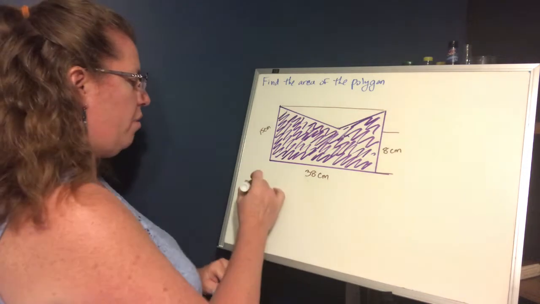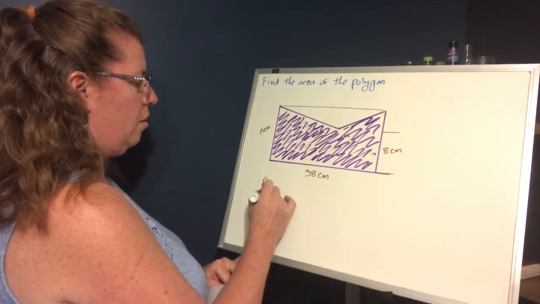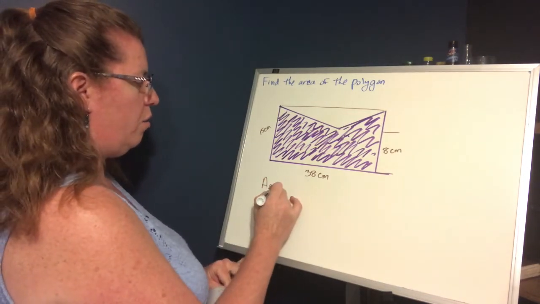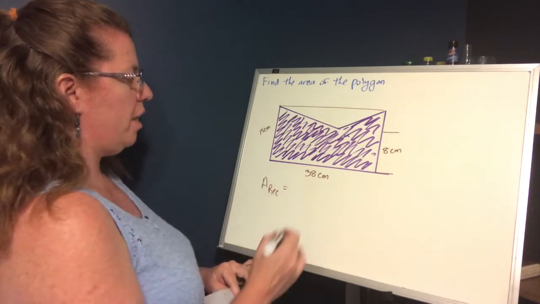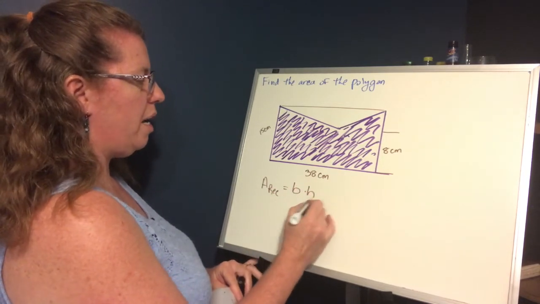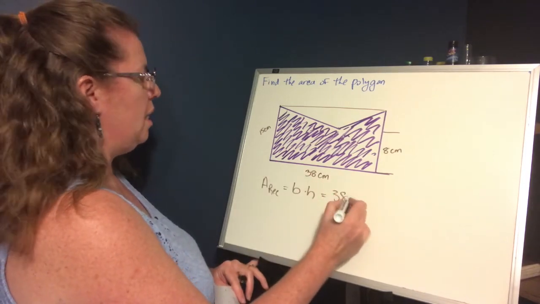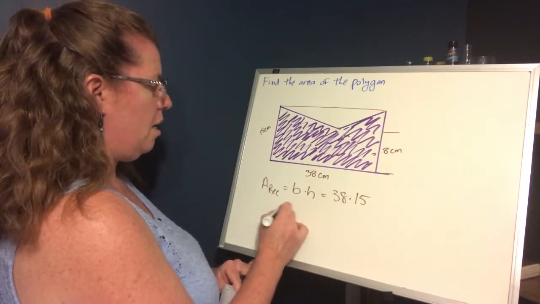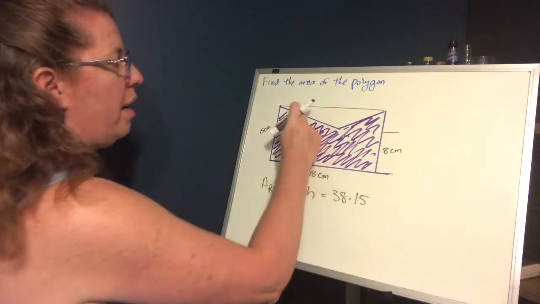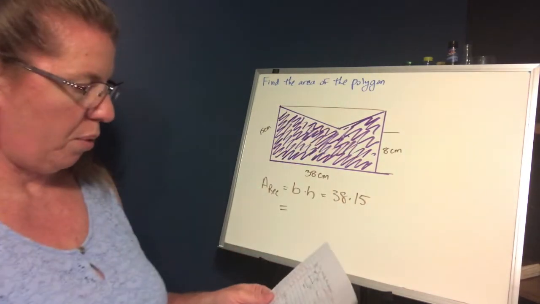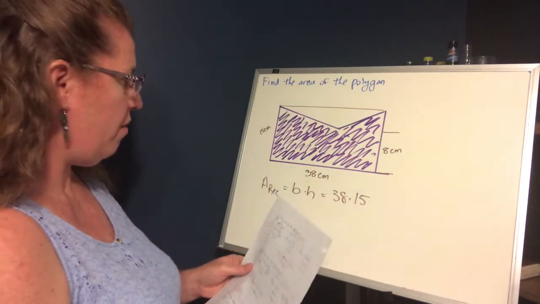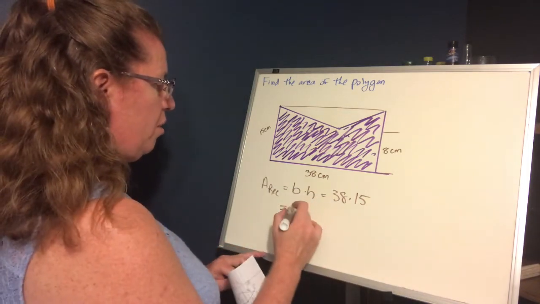So the area of my rectangle, area of R, or you can write rec or whatever. Area of the rectangle we know is base times height, and here my base is 38 times 15. So the area of the whole rectangle, including the white part, is going to be 570 centimeters squared.